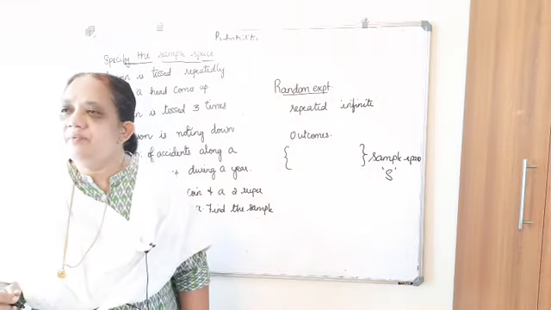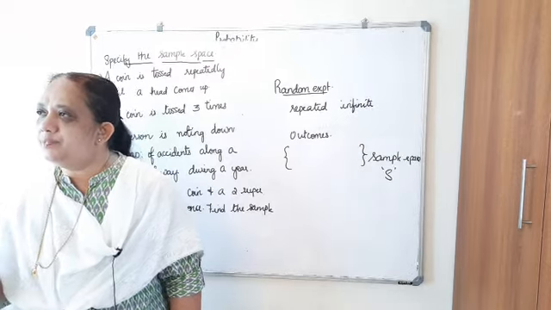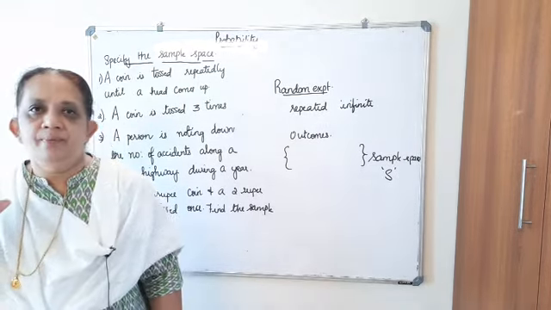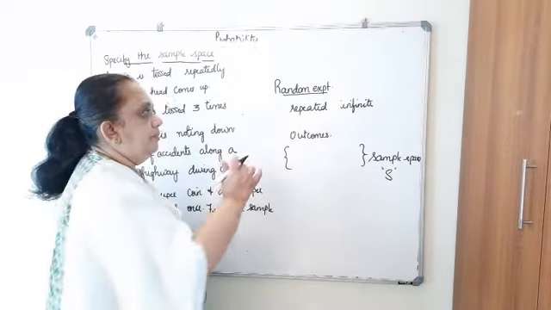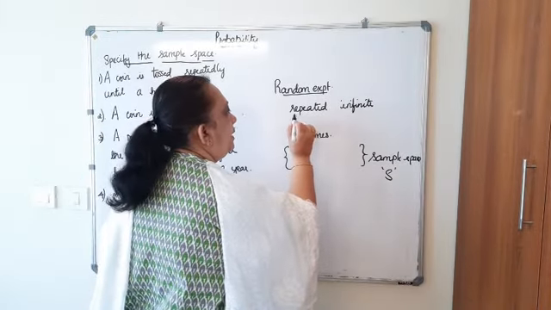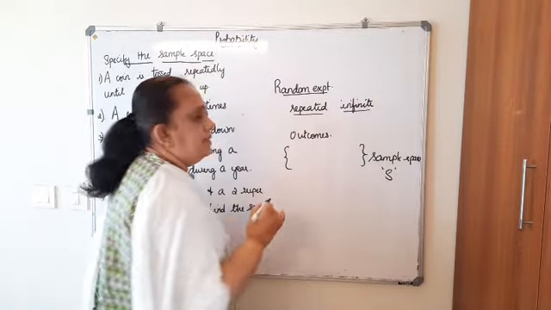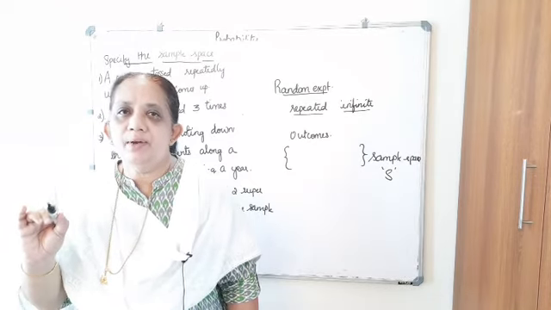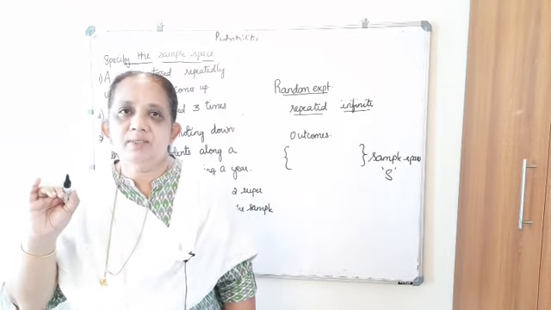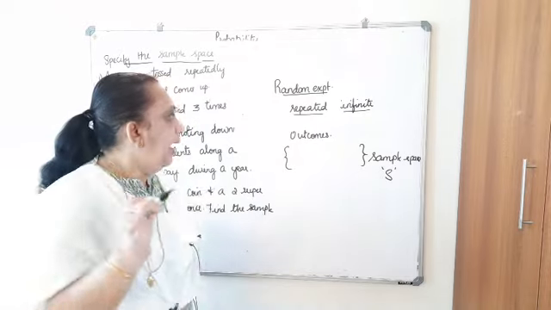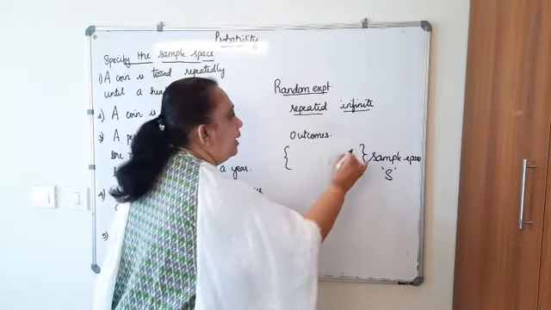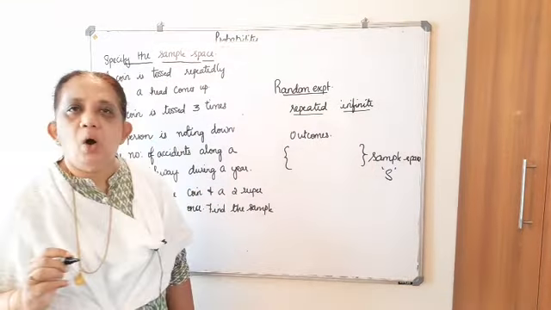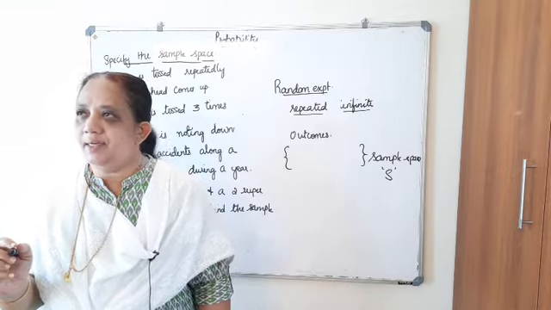So, we have to be very careful about the random experiment. In probability, we always deal with random experiments. A random experiment can be repeated an infinite number of times, but we cannot predict with certainty what the outcome will be, what the result will be. This is called a random experiment. The collection of all outcomes of the random experiment is called the sample space. It is always denoted by the capital letter S.